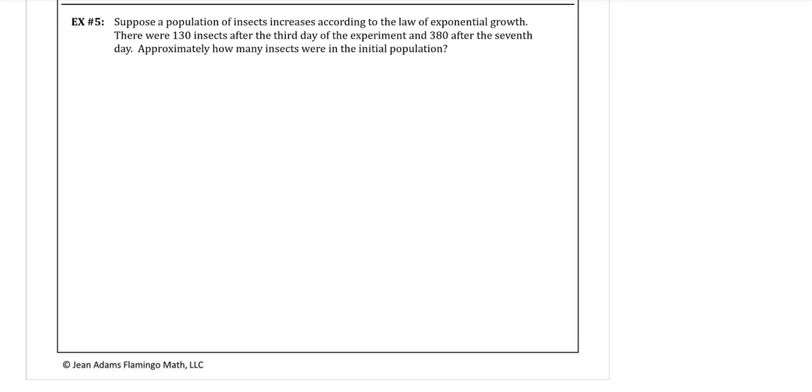Suppose a population of insects increases according to the law of exponential growth. So that right away is going to tell us that we're looking at C e to the kt. There are 130 insects after the 3rd day of the experiment, and then 380 after the 7th day. So that's, again, I said this earlier, why we need 2 pieces of information, because we have 2 constants we have to find. So we're actually asked to find what was the initial population, or our capital C.